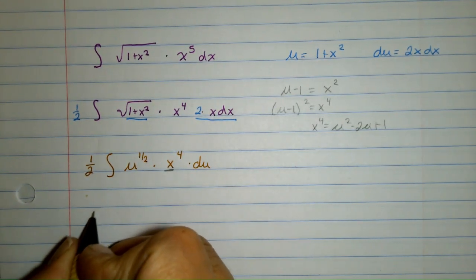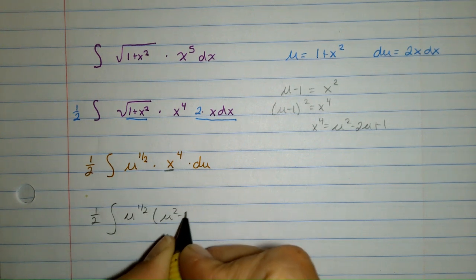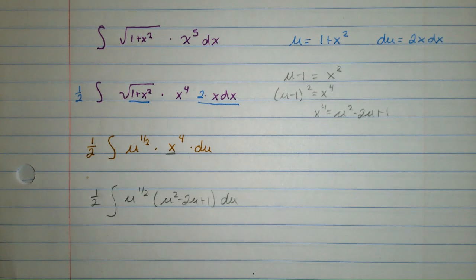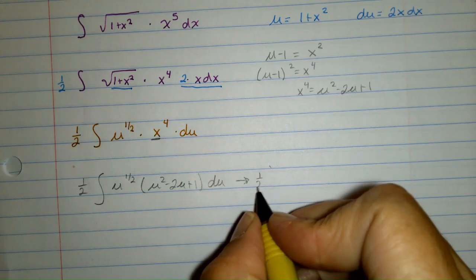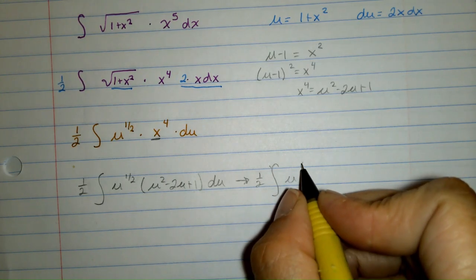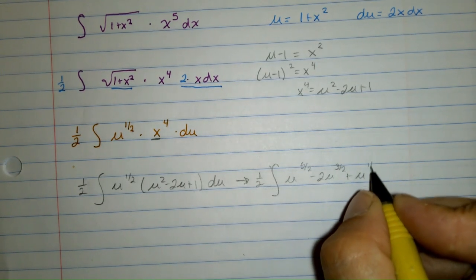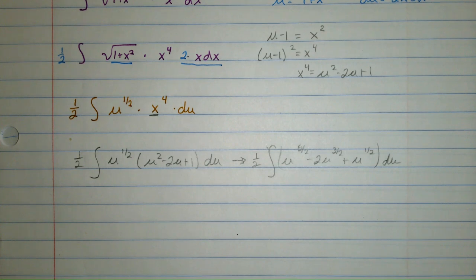So then we have 1/2 integral u to the 1/2 times u squared minus 2u plus 1 du. But now that's something I can actually distribute. We have the 1/2 out there, right? u to the 5/2 minus 2u to the 3/2 plus u to the 1/2. Now it's finally something I can apply the power rule to. So I had to keep playing with my substitution until I got to somewhere I could apply a power rule. That's basically what I'm doing. I have to be able to apply one of those simple rules.